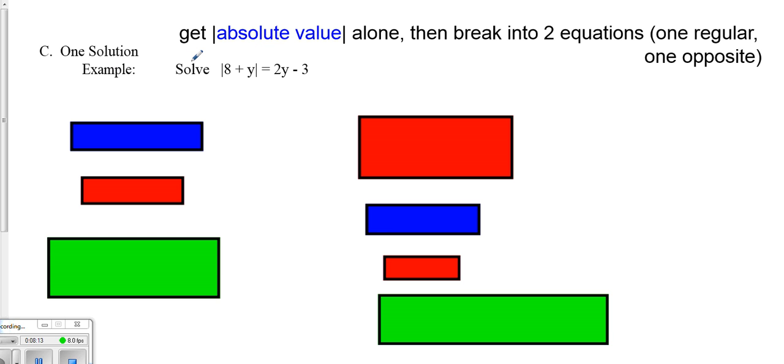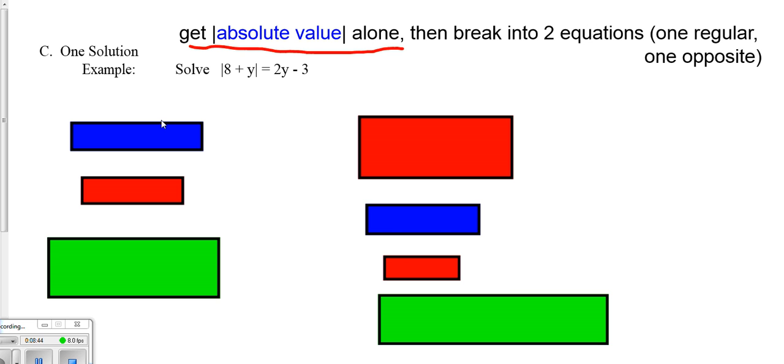Sometimes as you work through, you'll find that only one of your solutions works. So again, like usual, you always start by getting the absolute value piece all alone. Then you'll break it into two equations, one regular and one where everything is opposite. So for this example, we have the absolute value of 8 plus y is equal to 2y minus 3. So notice that the absolute value piece is already alone. So we've already got that done for us.